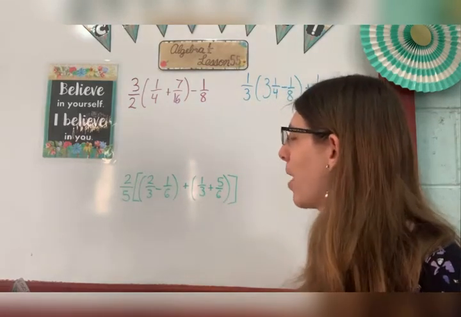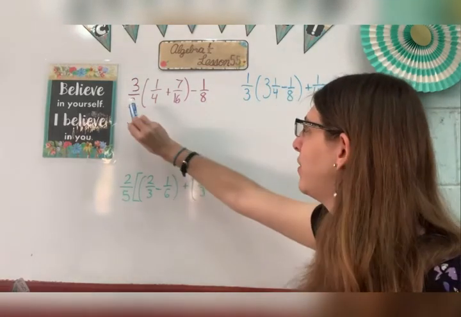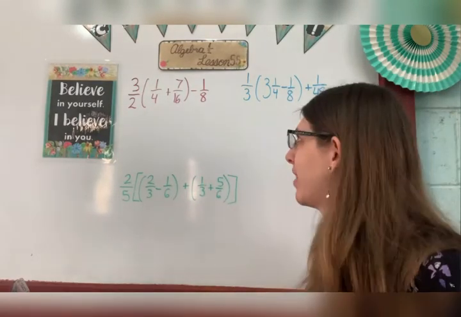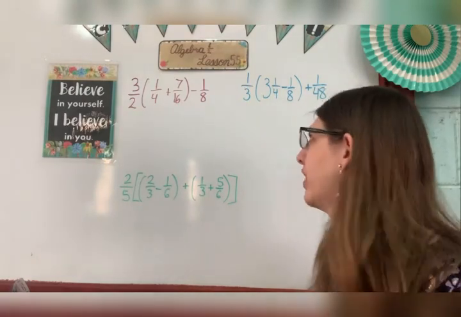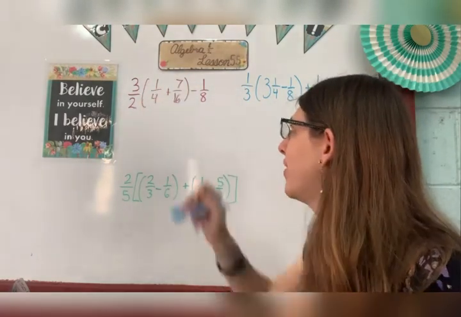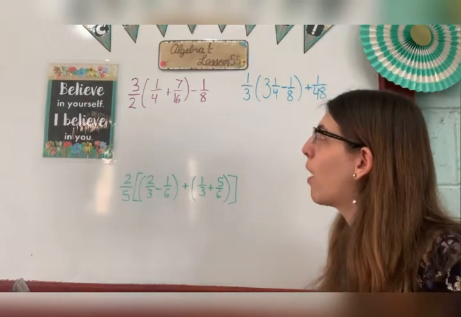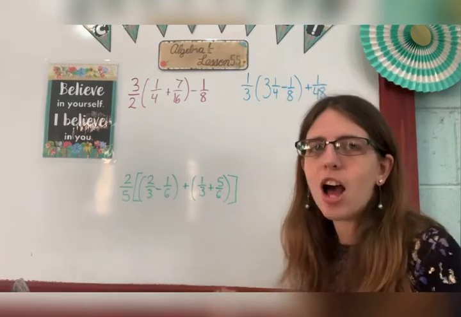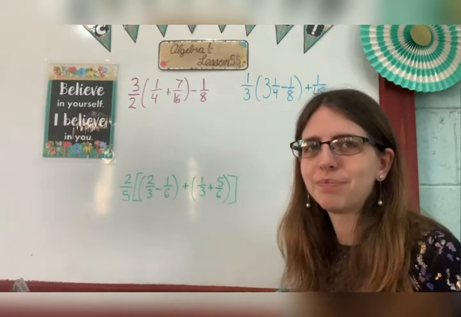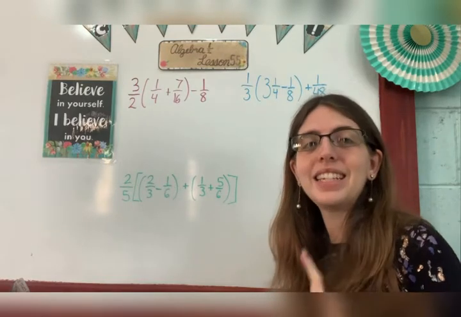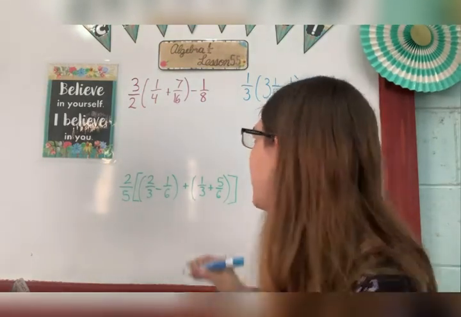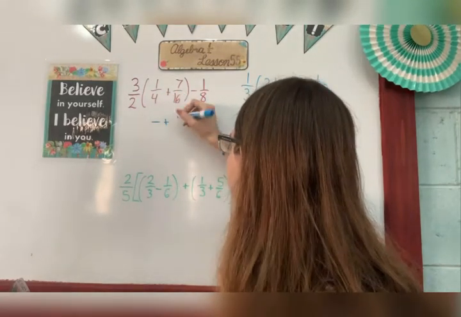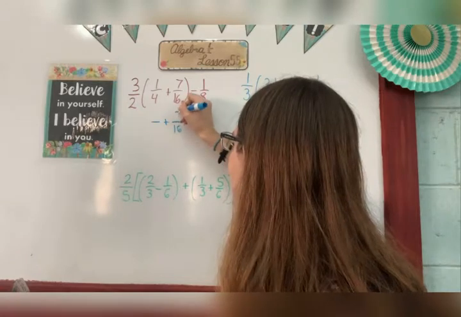So let's look at this first one. I have 3/2 times (1/4 plus 7/16) minus 1/8. So according to PEMDAS, the very first thing I need to do is what's inside my parentheses. Now in order to add 1/4 plus 7/16, they have to have the same denominator. So what's the common denominator for 4 and 16? 16, very good. So I don't need to change my second fraction because it's already 16, so it becomes 7/16.